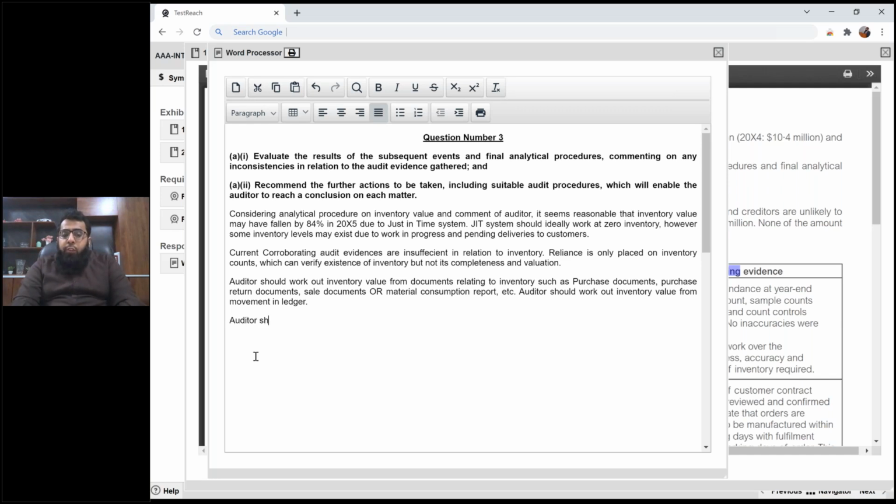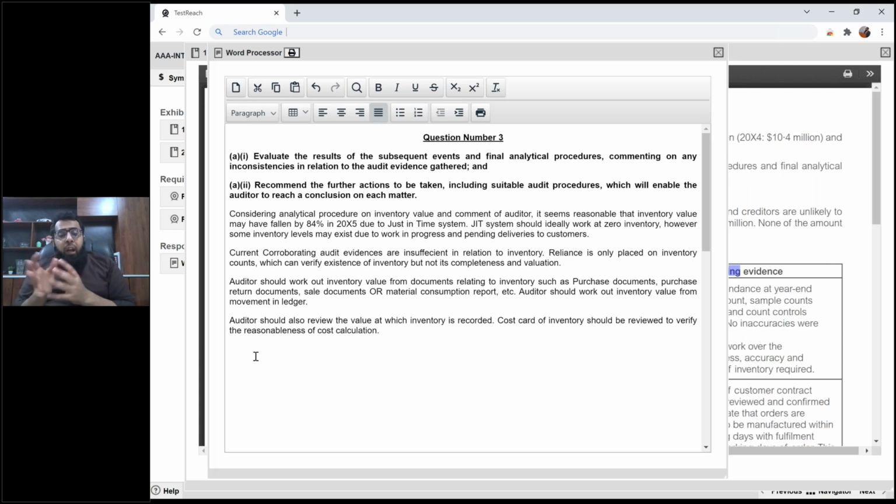Auditor should also review the costing, or I would say the value at which inventory is recorded. Cost card of inventory should be reviewed to verify the reasonableness of cost calculation. How the overheads have been absorbed, how the material is allocated, how the labor per unit is calculated. If any inventory item has become obsolete, then its NRV should be estimated through market data.